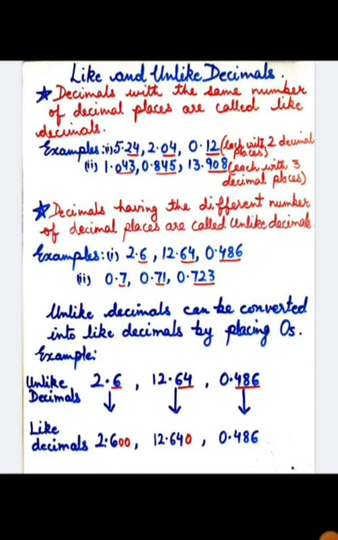Now it has 3 decimal places. Now in the second number, 12.64, we will put 1 zero in order to make it 3 decimal places. So now it is 12.640, and the 3 decimal places are 6, 4 and 0. Now in the third number we will not put any 0 because it has 3 decimal places. And now you can see all the given 3 numbers have 3 decimal places, and now they are like decimals.